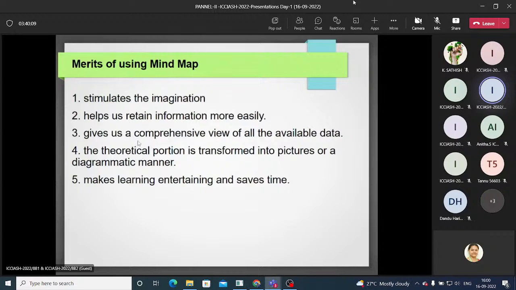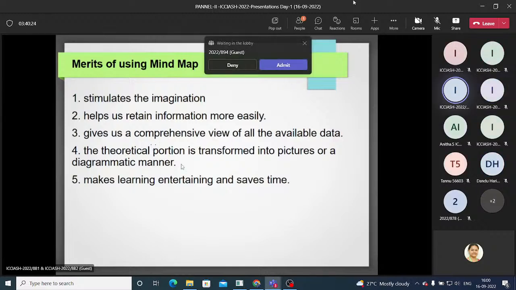Obviously, if you remember, you can easily recall, and by using imagination power, you can easily use that particular thing, right? They help us to retain the information more easily and give us a comprehensive view of all the available data. The theoretical portion is transformed into a picture or a diagrammatic manner, and we know that whatever is in a visualized format, we are able to remember very quickly, right? So obviously this mind map is going to be helpful in that particular manner.